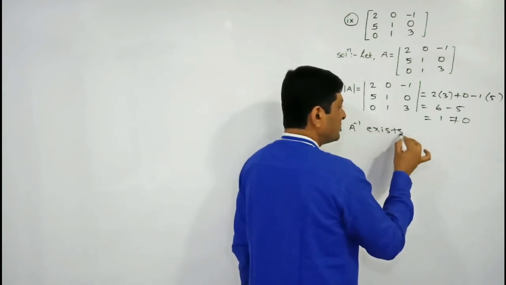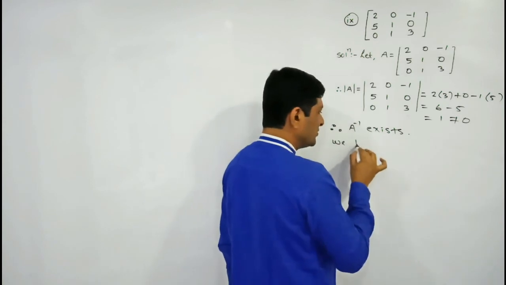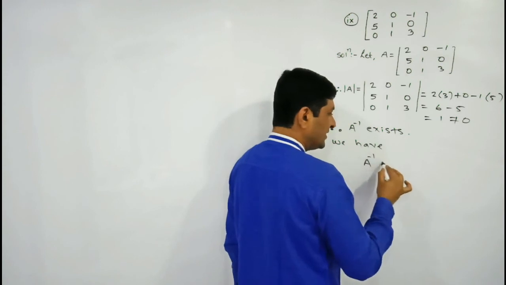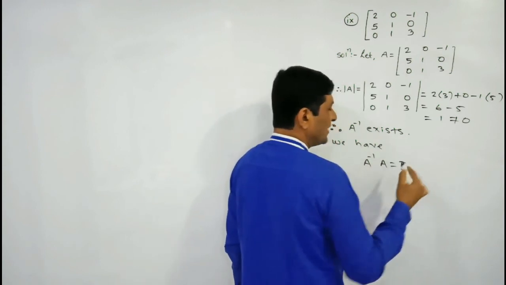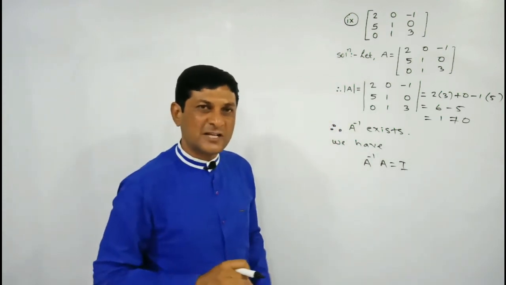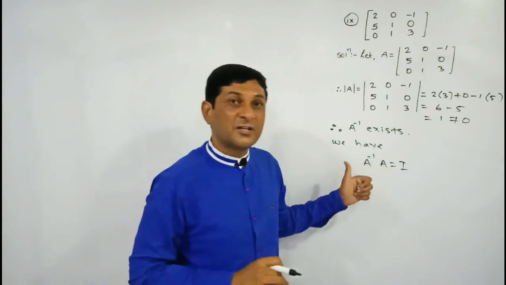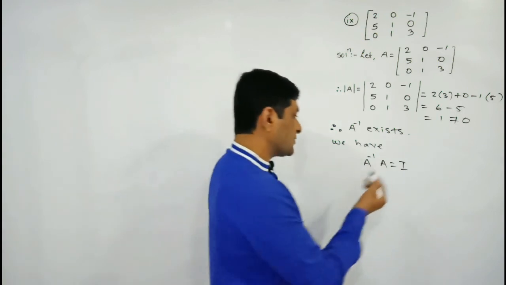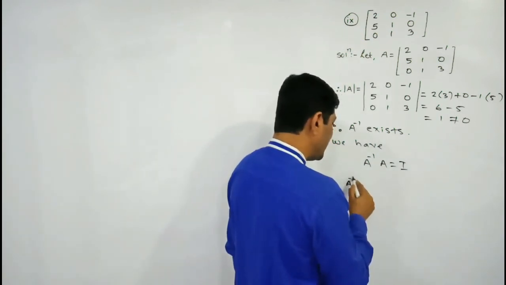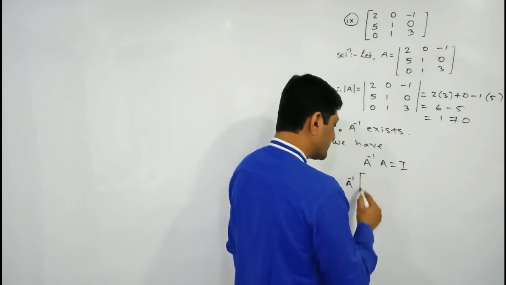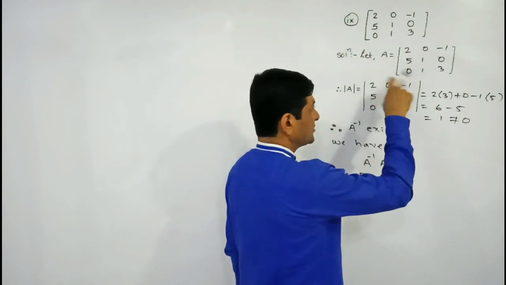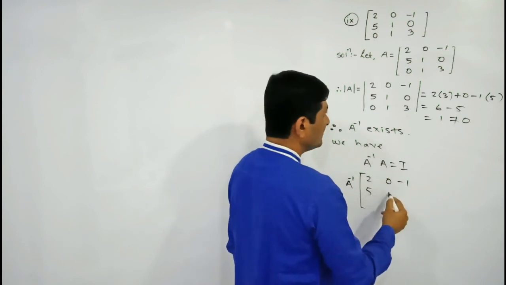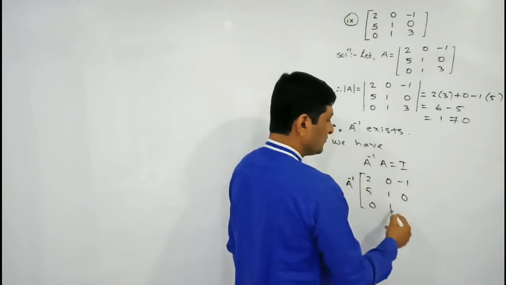And as we are finding the inverse of the matrix using column transformation, at that time which condition are we using? A inverse into A is equal to I. It means in the case of column transformation, the prefactor remains constant. That's why A inverse should be the prefactor. So now substitute the value, A inverse, keep it as it is. We are substituting the value of matrix A, whose elements are 2, 0, minus 1, 5, 1, 0, 0, 1, 3.